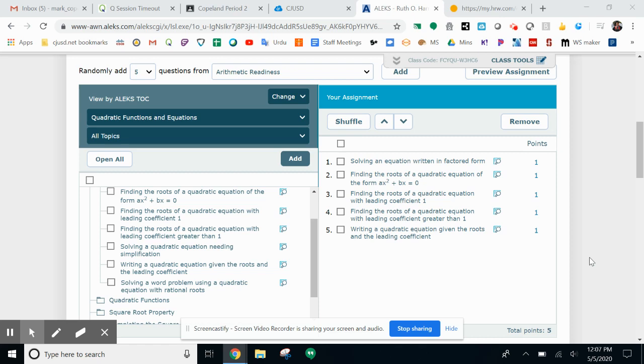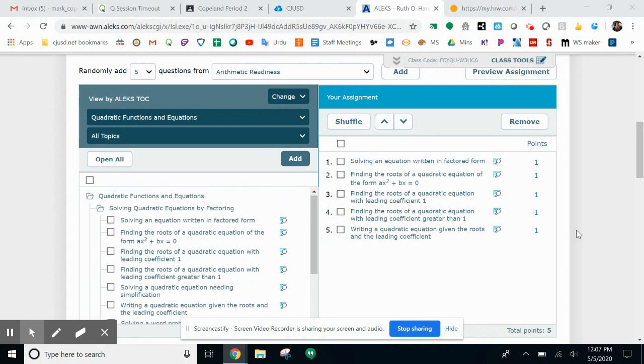Hello, everybody. Today we're going to be talking about quadratic functions and an introduction to what roots are. What are roots in a quadratic equation or quadratic function? I have a couple of problems that we're going to go through, and then you're going to have an assignment based off this.